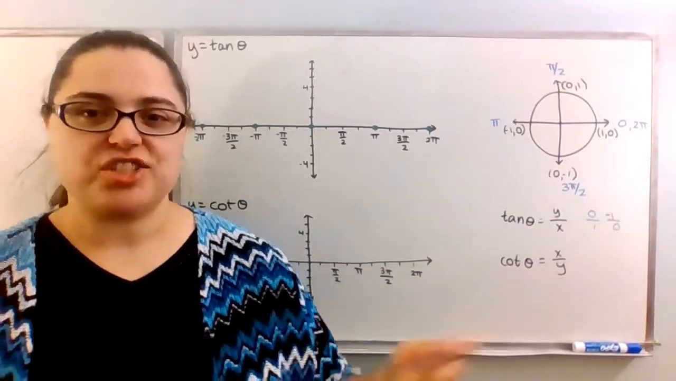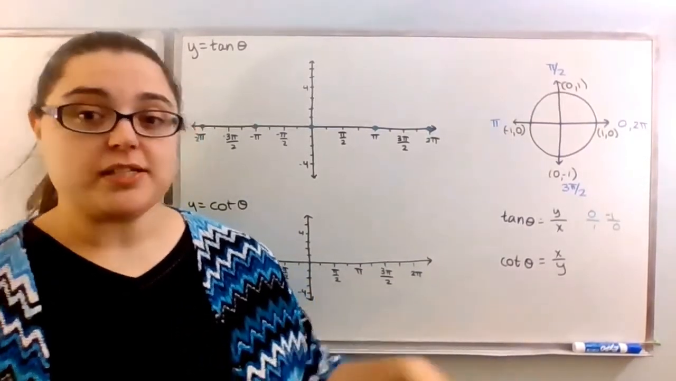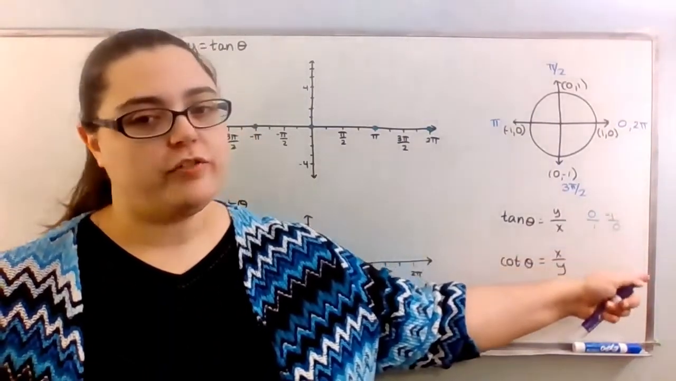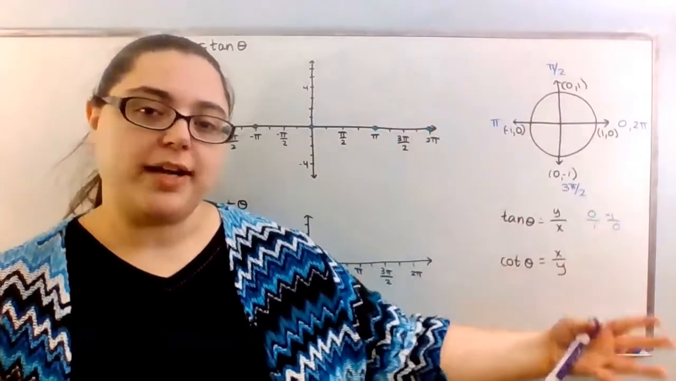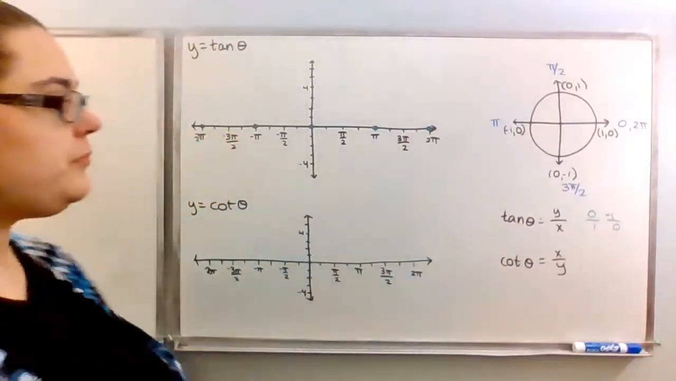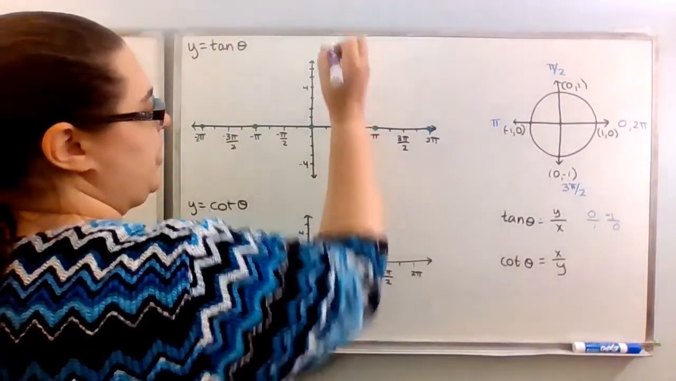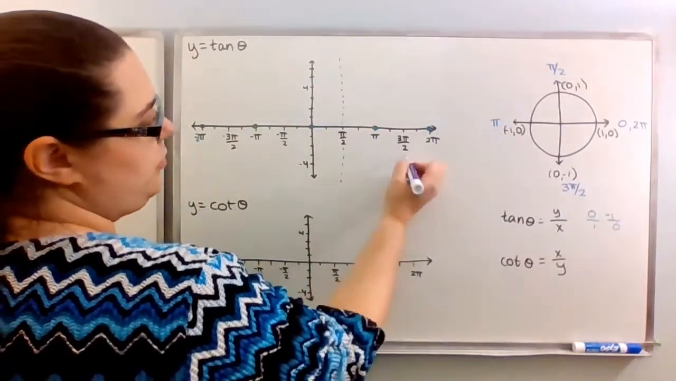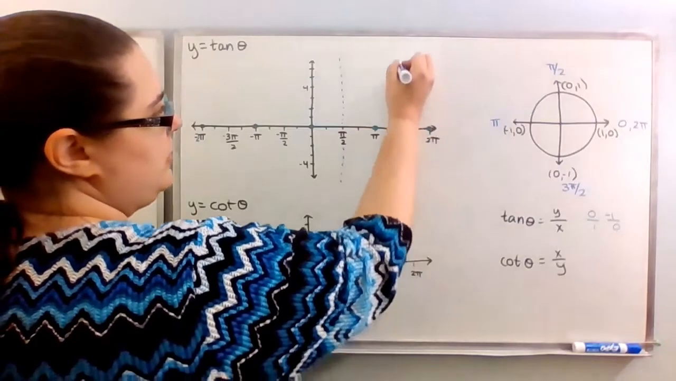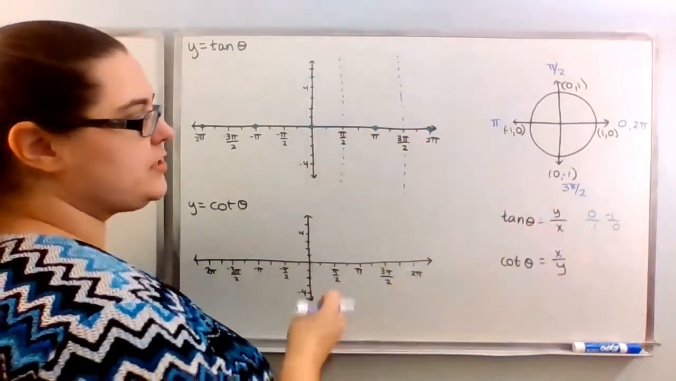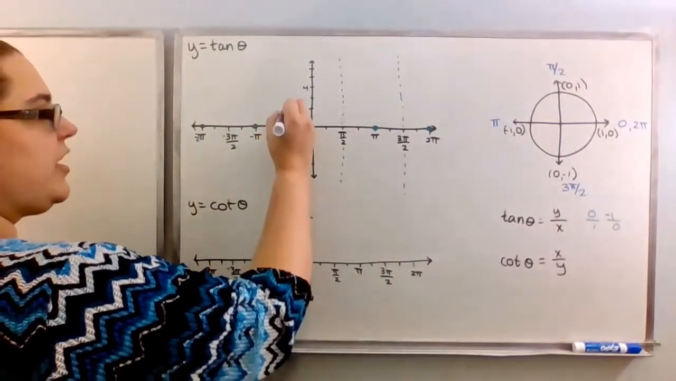First thing, just like with secant and cosecant, the places where we are undefined, so the places where we have 1 or negative 1 over 0, are going to correspond to an asymptote on our graph. So we're going to have asymptotes here at pi halves, 3 pi halves, 5 pi halves, and so on. So all the odd pi halves. And then same thing with the negative side.